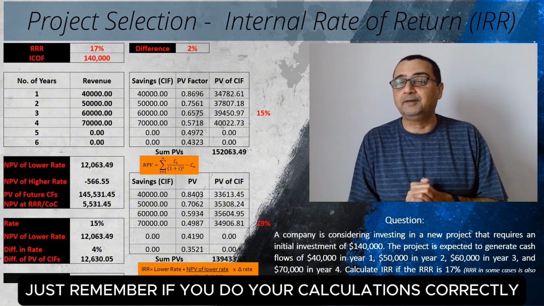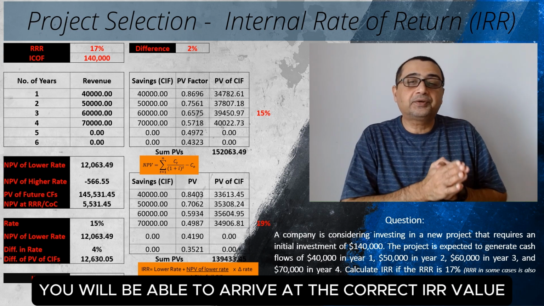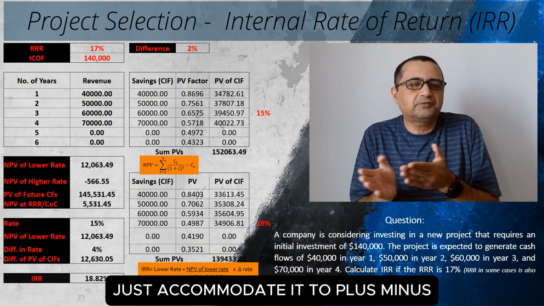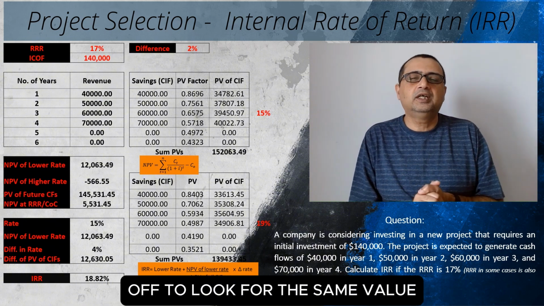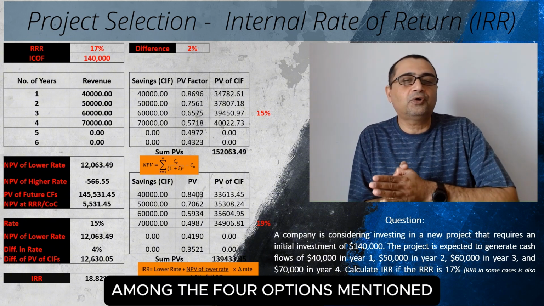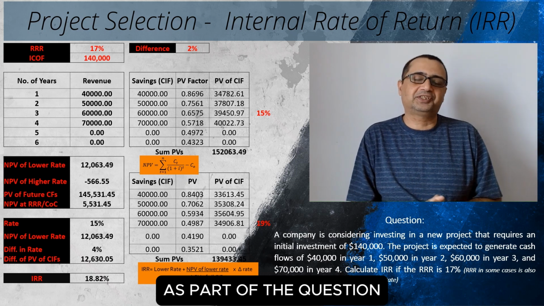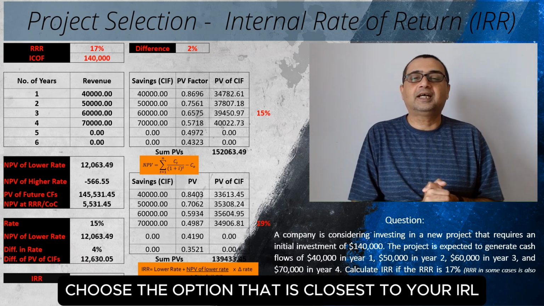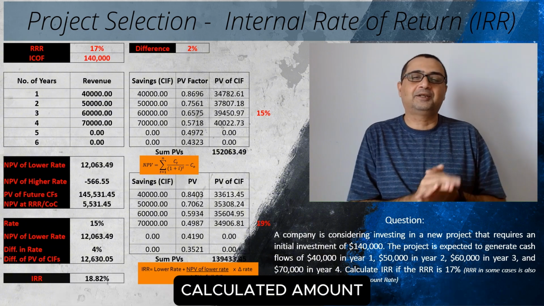Just remember, if you do your calculations correctly, you will be able to arrive at the correct IRR value. Just accommodate it to plus minus a few percentages or round it off to look for the same value among the 4 options mentioned as part of the question. In the worst case scenario, choose the option that is closest to your calculated IRR amount.